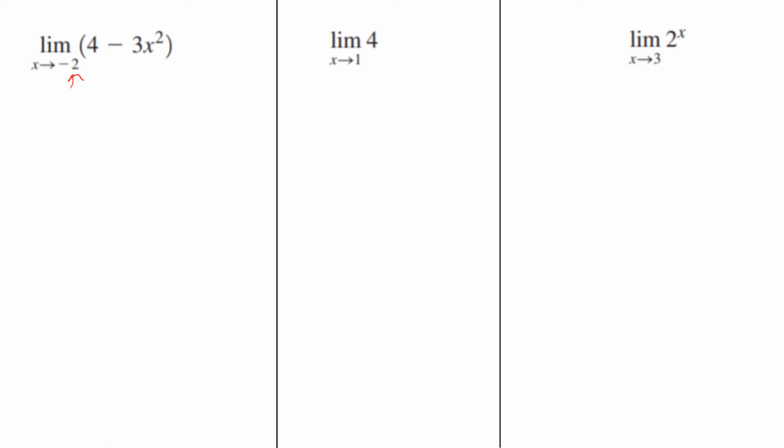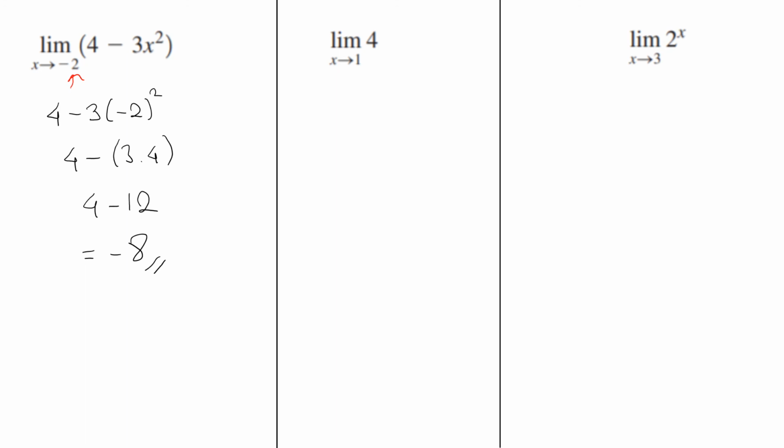So it wants us to plug in -2 for x. So I can automatically say 4 minus 3 times -2 squared, which would give me 4 minus 3 times 4, which would give me 4 minus 12, and that would equal -8, and that would be your solution.